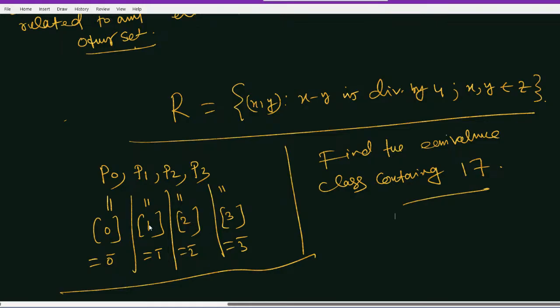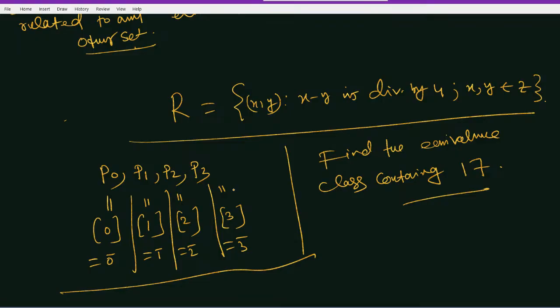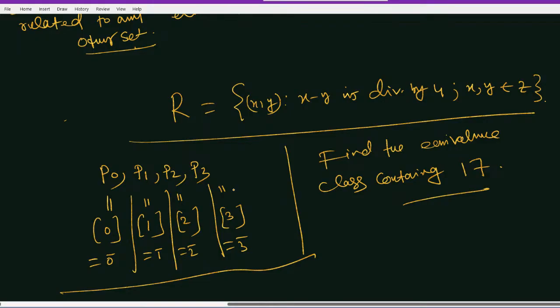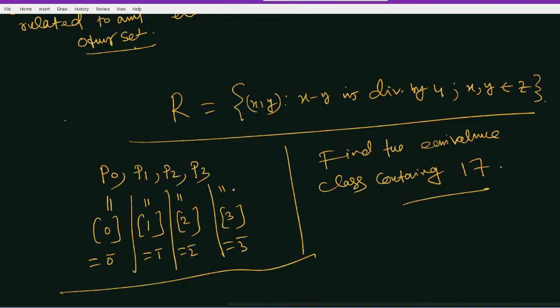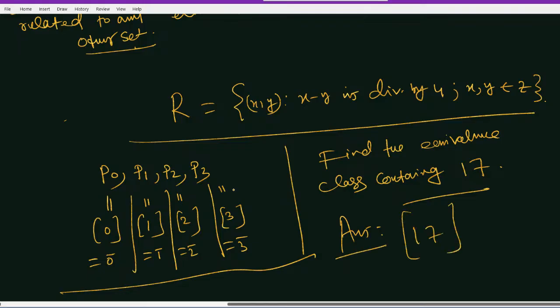Very easy to find. Just find the difference divisible by 4. In which case? 17 minus 0, no. 17 minus 1, yes. 17 minus 2, no. 17 minus 3, why no? Because that difference is not divisible by 4. So the answer is going to be, you write this manner, 17 bar is equal to 1 bar. Understood? This is the concept of equivalence class. An equivalence class containing any element can be determined this way. Okay?